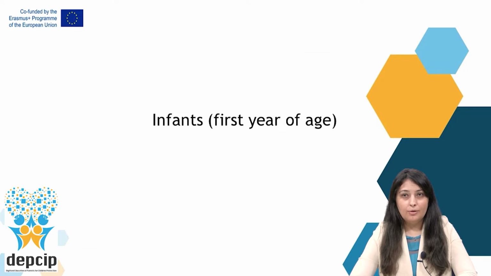Infants, first year of age. Milestones. In the first year, children learn to focus their vision, reach out, explore, and learn about the things around them. They listen to, understand, and begin to pronounce the names of the people and the things. During this stage, children also develop bonds of love and trust with their parents and others as part of social and emotional development.